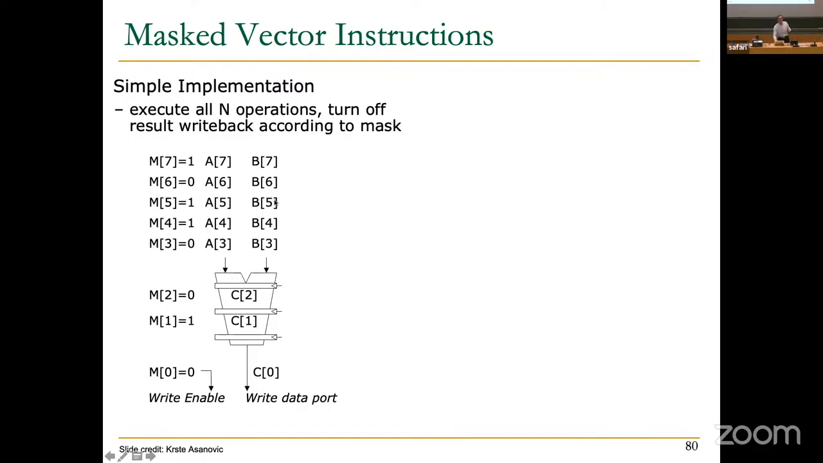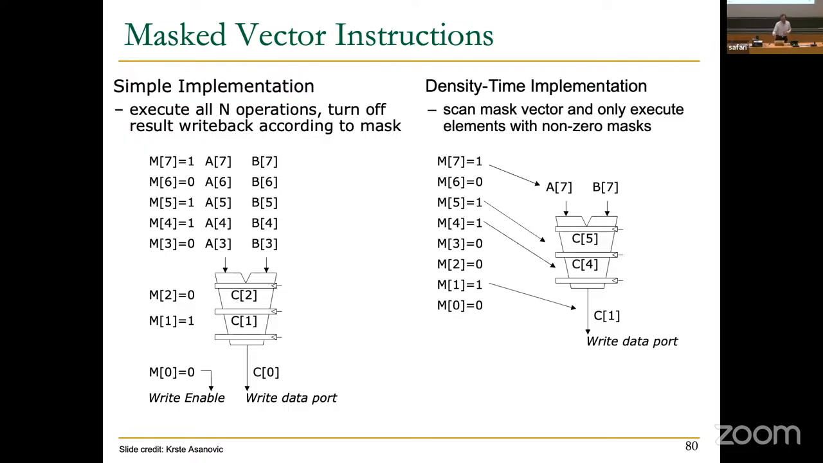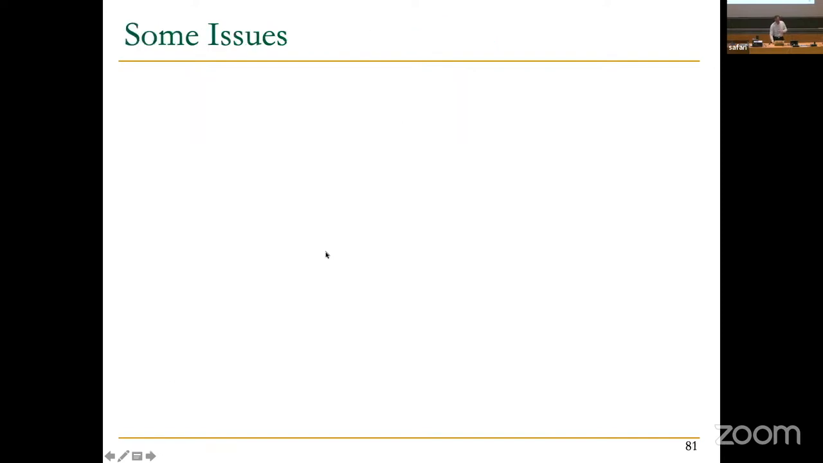Now, this may be very energy inefficient, as you can see, because if your vector mask is 0 for almost all the elements, you're doing lots of computation in your functional units, but you're not writing back the result. So another implementation is this density time implementation, where you first scan the mask vector, and you figure out which ones are actually ones, and only execute those operations in the vector that are ones. That's the idea. Which one is better? It depends on basically the complexity of the scanning and also how many zeros you have in the mask. Okay, so I'll let you think about that.